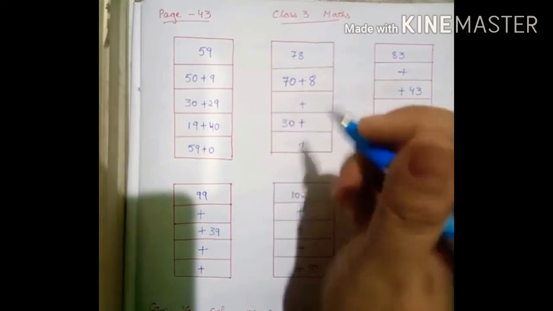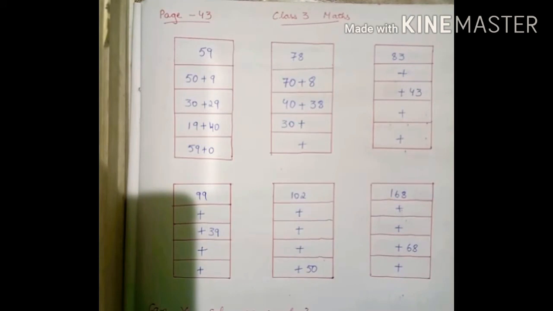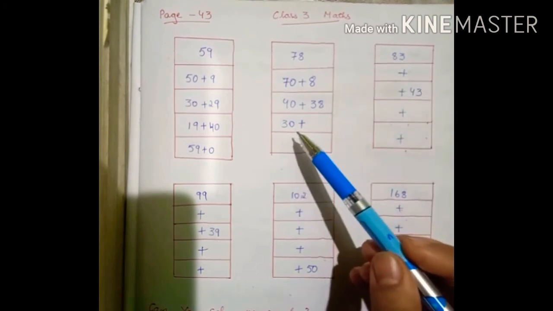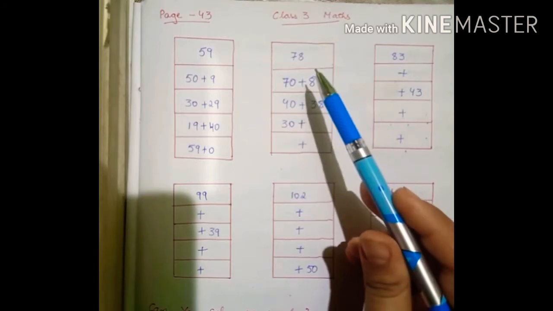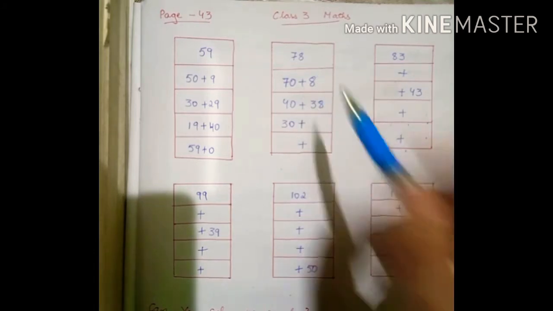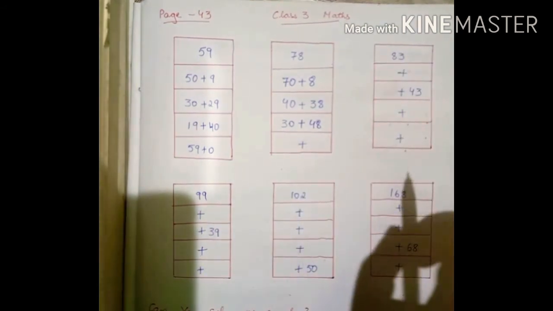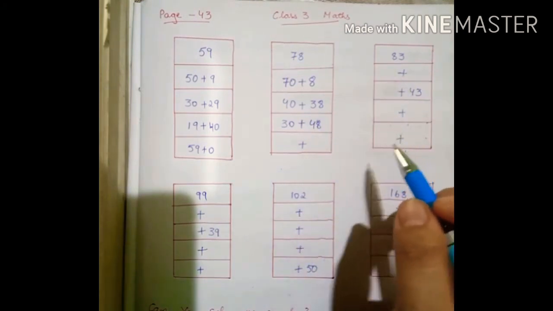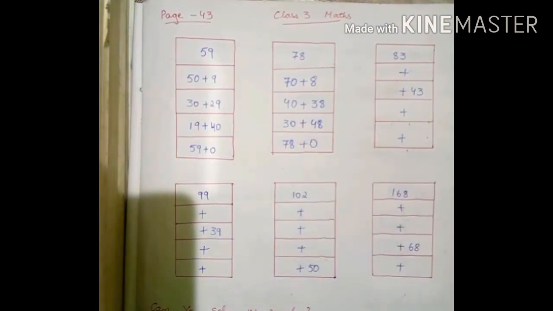And then 40 plus 38 is 78. When you add them, you'll get 78. And then 30, they have already given 30, so you have to add something with this 30 to make 78. What should you add? 30 plus 48 will give you 78. You can try to solve them if you're confused how it's coming. And then here 78 plus 0 will also give you 78.